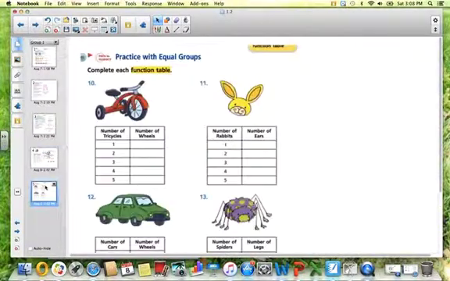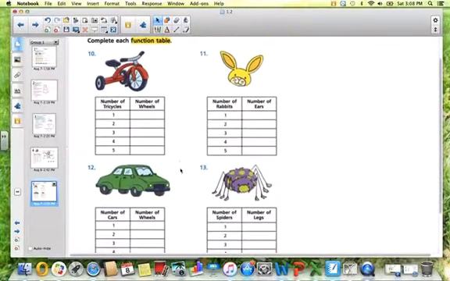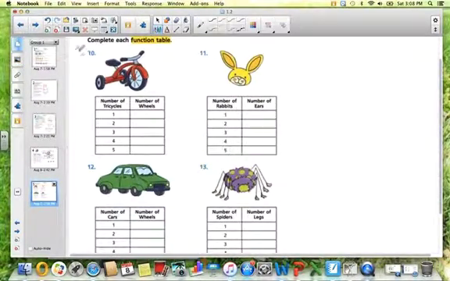Let's move on to page 9, is it? I think. Page 10, actually. Page 10 of your student activity book, and let's practice this. Okay, so here it says complete each function table. We have a tricycle, and it says number of tricycles, number of wheels. So we know each tricycle has 3 wheels. Tri means 3. So we need to find our rule first before we can even start finishing this table.